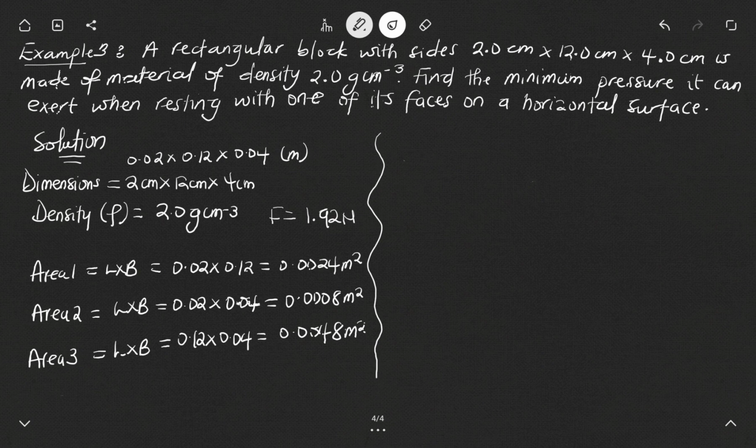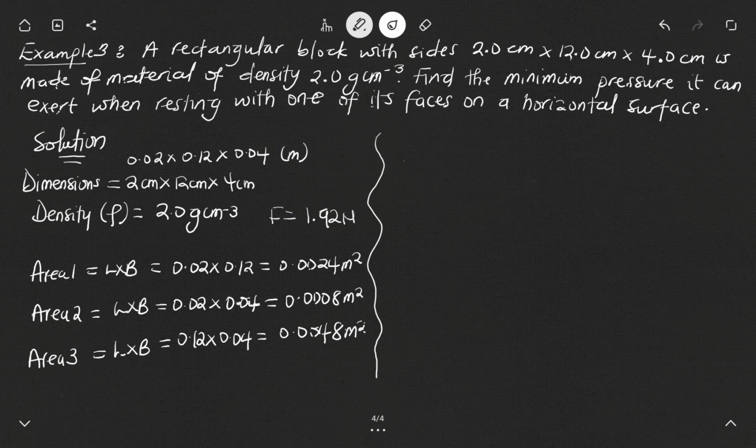Now if you look at these values, 0.0024, 0.0008, and 0.0048, the smallest area among these will be 0.0008, and therefore it means that 0.0008 will be the one to exert the greatest pressure. Now the question is asking for the minimum pressure. So to get the minimum pressure, we need the surface with the highest surface area. So if you look at it, 0.0048 will be the one to give us the minimum pressure.